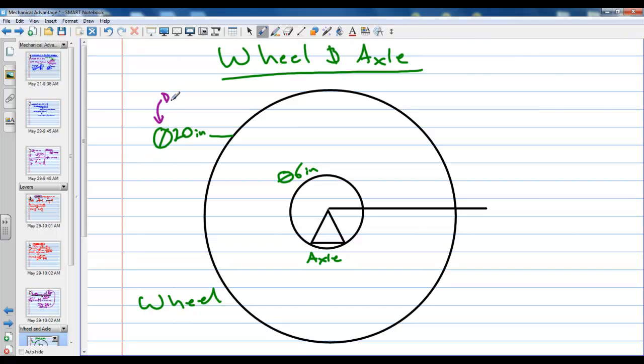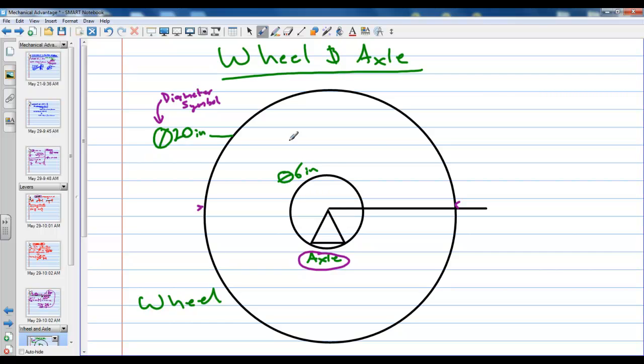This is a diameter symbol. Whenever you see that, that means diameter. And we know that diameter is from here to here. Diameter is from one side of the circle to the other. And our axle, which is labeled here, is the center part of the wheel, and that has a 6-inch diameter.